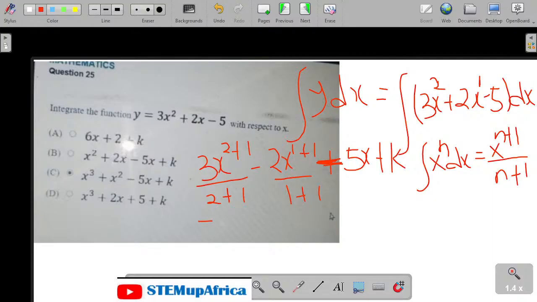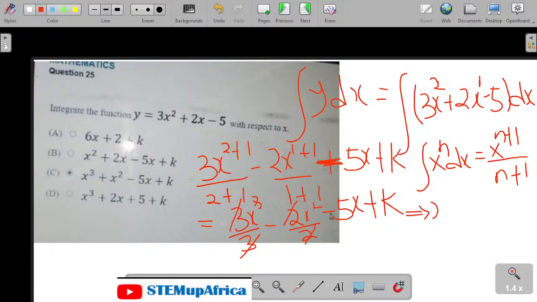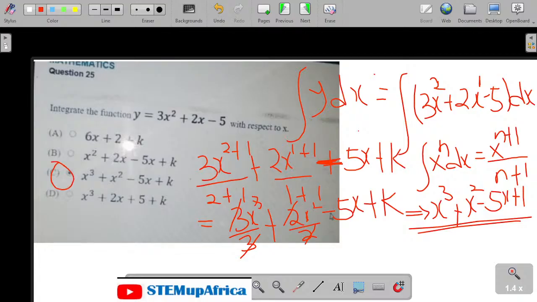So if I add up, here will give me 3x raised to the power 3 over 3 minus 2x raised to the power 2 over 2 minus 5x plus k. So 3 can cancel 3, 2 can cancel 2. I'm left with x raised to the power 3 minus x squared minus 5x plus k. This is our answer, plus c or k. So what option is that? Okay, yes, positive, not negative. So the answer is x cubed plus x squared minus 5x plus k. This is option C.